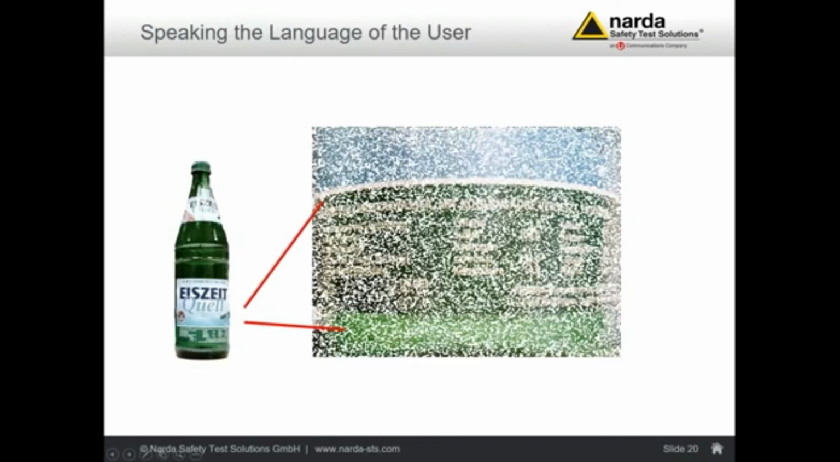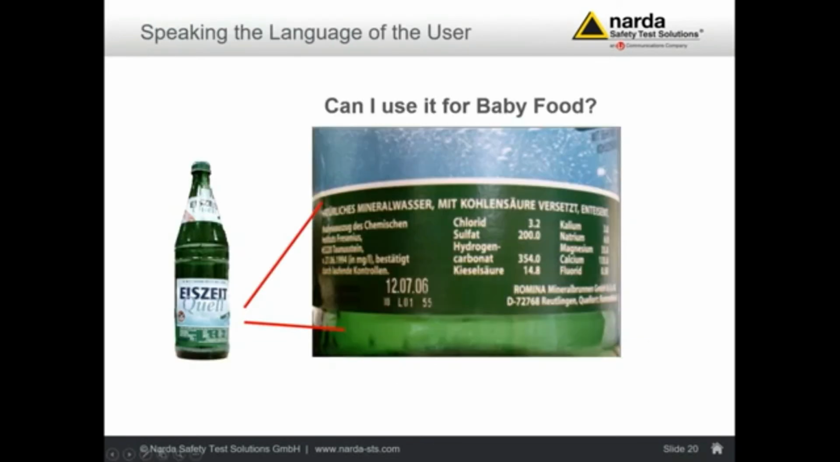I always compare it with my favorite mineral water. So if you look at a bottle of mineral water here in Germany, on my favorite one, I have a bottle here with me, it tells me this water contains 354 milligrams per liter hydrogen carbonate. This seems to be a highly sophisticated measurement result, but at the end of the story it doesn't tell me anything because I'm not a food scientist. What I want to know is, can I use it for preparing baby food? And they tell me 354 milligrams per liter hydrogen carbonate. This is not the correct answer to me.